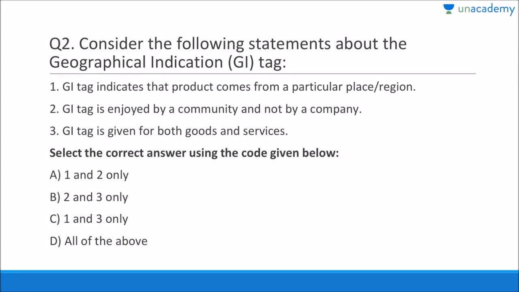Consider the following statements about the geographical indication tag. It indicates that product comes from a particular place, region. Correct. GI tag is enjoyed by community and not by company.